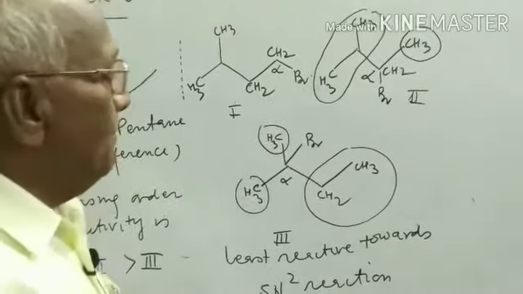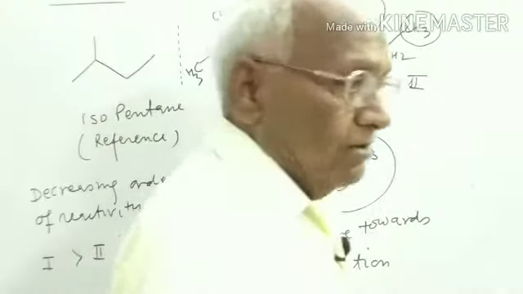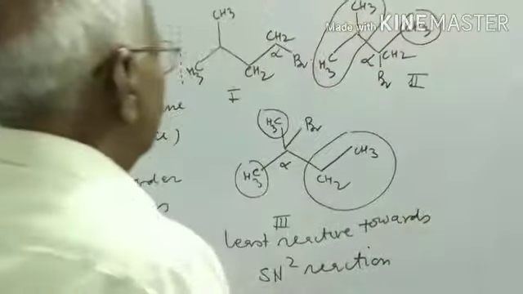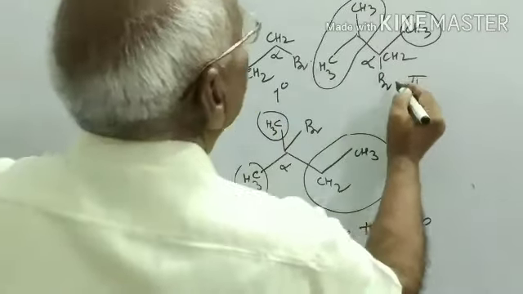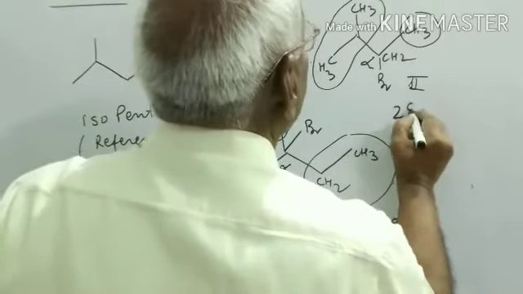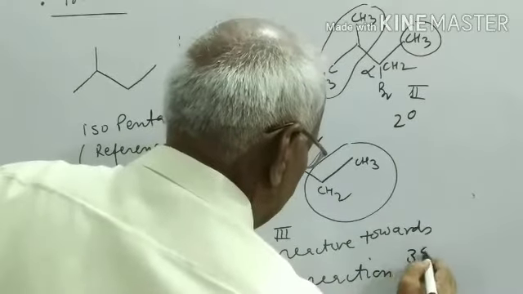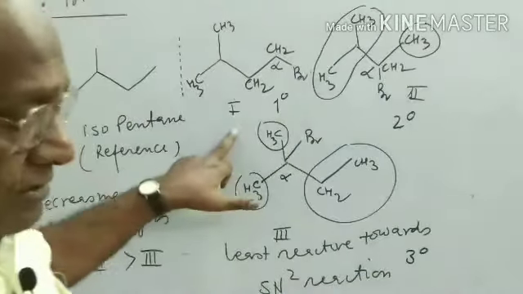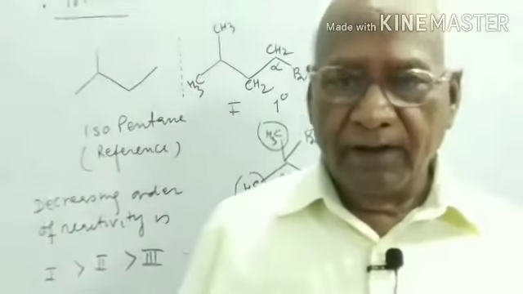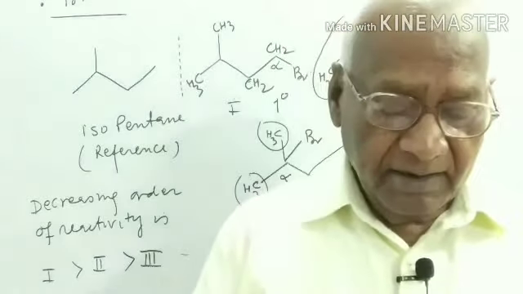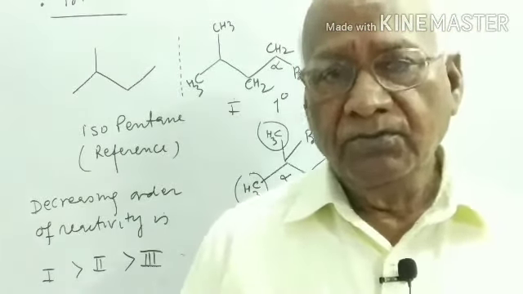Now you compare with the theoretical observations. So this is 1 degree alkyl halide, this is 2 degree alkyl halide, and this is 3 degree alkyl halide. So this observation fits well in the theoretical observations, where 1 degree alkyl halide is more reactive towards SN2 reaction.